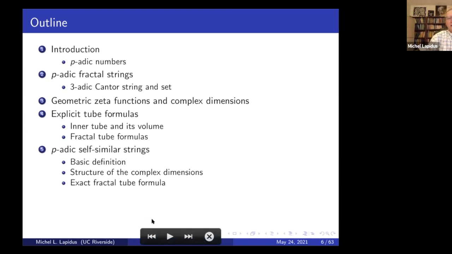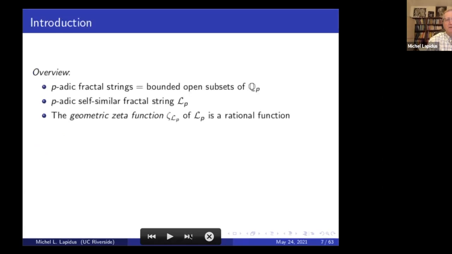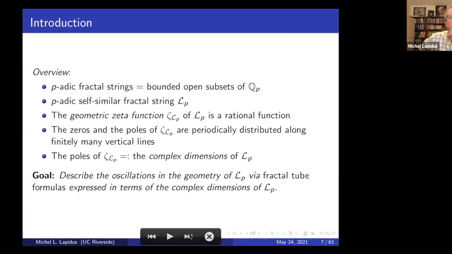So if time allows, we'll discuss the more general context of p-Adic self-similar strings, I mean, more general than the example of the Cantor string, which I will have stressed by then. And we'll discuss the structure of the complex dimensions and the corresponding fractal tube formulas. And also the notion of average Minkowski content, and go back to the Archimedean Cantor string, the non-Archimedean Cantor string. All right. So as an overview, because it may help to understand at least a good part of the talk until I go into the details of the case of self-similar strings.